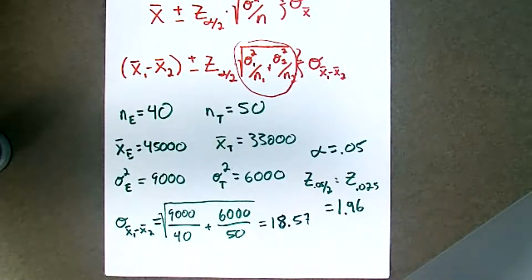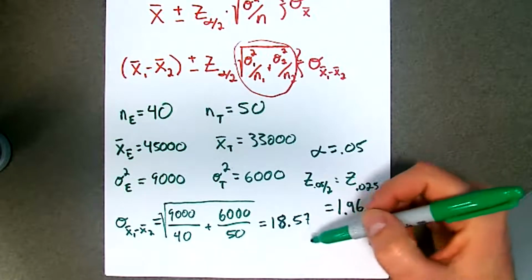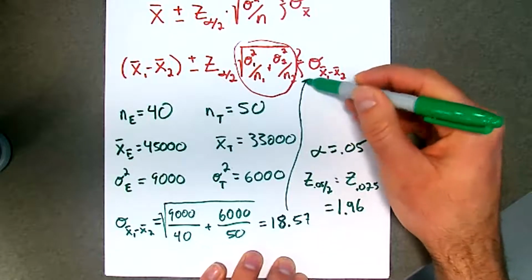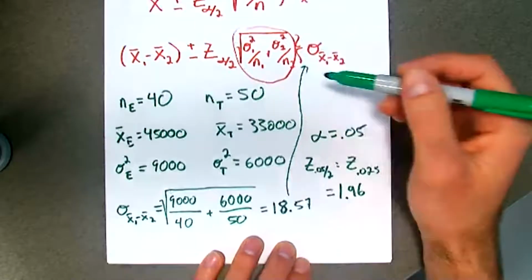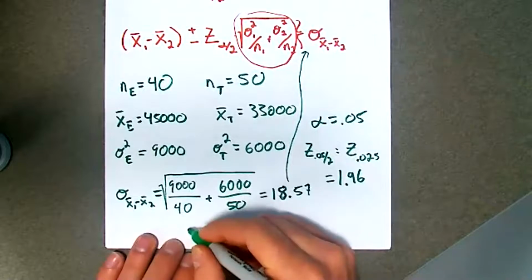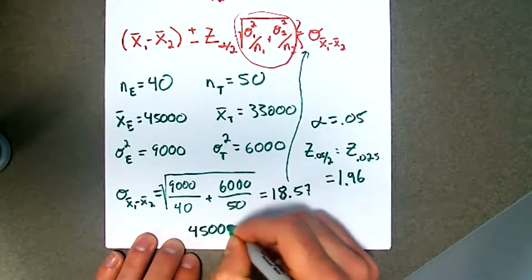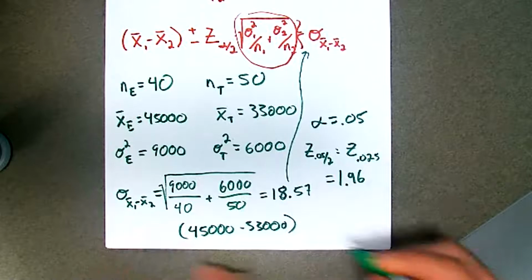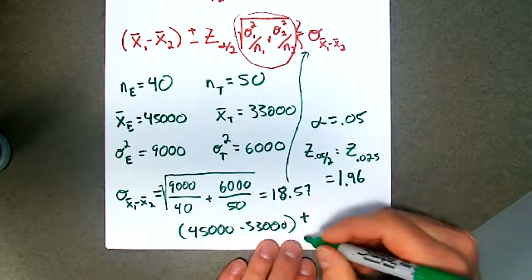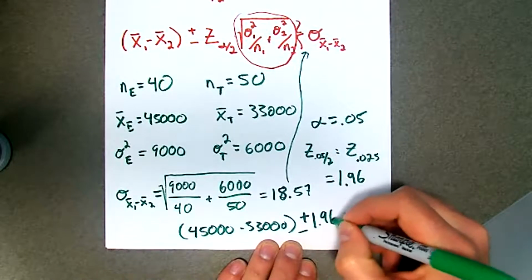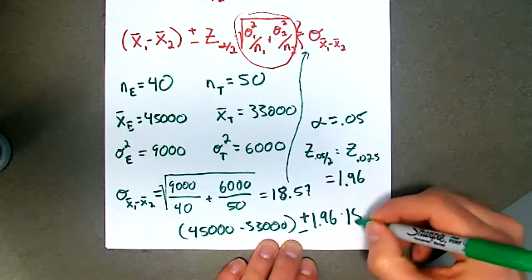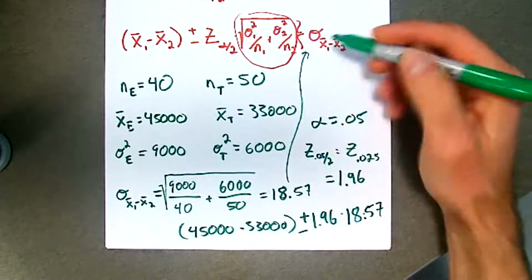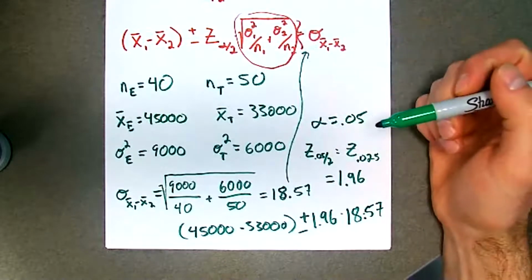Okay. 18.57. So now that I have the intermediate value, it makes it a lot easier because I can just plug this in right here. Right? So now I've got everything I need. I've got 45,000 minus 33,000. Those are the two sample mean values I found. I'll then add to get my upper bound, subtract to get my lower bound, use that z-score I looked up, and then plug in that standard deviation because I calculated the intermediate step.